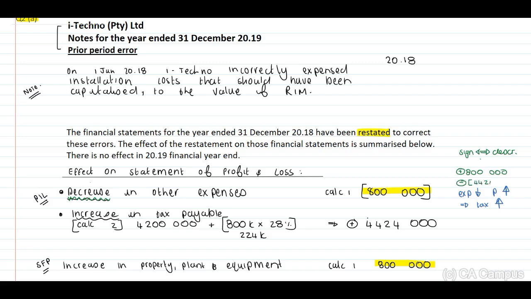This is also right. But then your signs should correlate with your description. Therefore, in terms of our profit and loss, we will have a net effect, which will be a decrease in our profit and loss after tax to the value of 3,624,000. Again, guys, please, your signs and your description should correlate. Right, now we need to look at the effect on our statement of financial position.